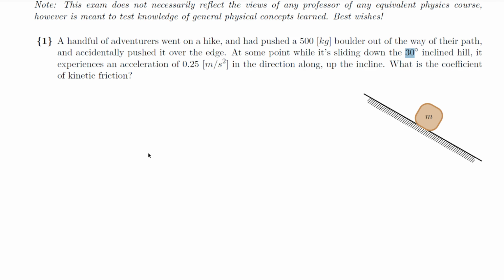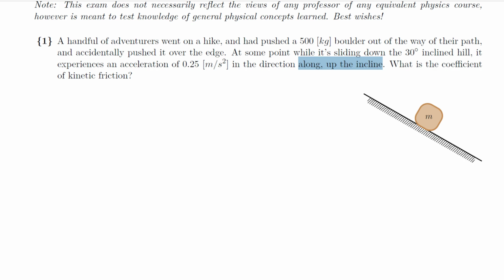So first one, we have a handful of adventurers that went on a hike and pushed a 500 kilogram boulder out of the way of their path and accidentally pushed it over the edge. At some point while it's sliding down the 30-degree inclined hill, it experiences an acceleration of 0.25 meters per second squared in the direction along up the incline. What is the coefficient of kinetic friction?